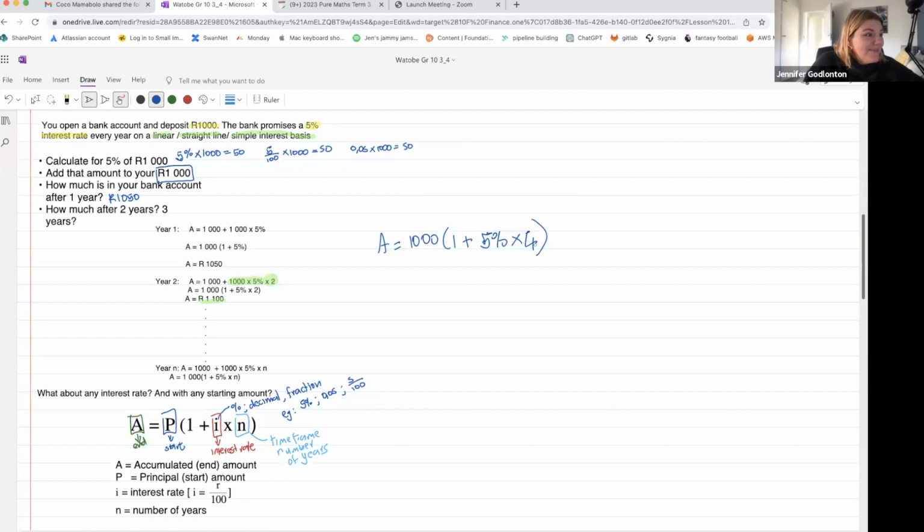Beautiful. We should all be getting 1,200 Rand. If you are not getting 1,200 Rand, please let me or Nelly know, because you are doing something wrong on your calculator. Good, good, good. That's what I like to hear, Mwadu.